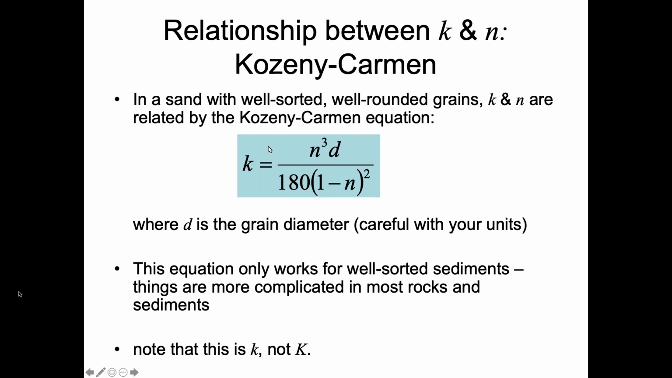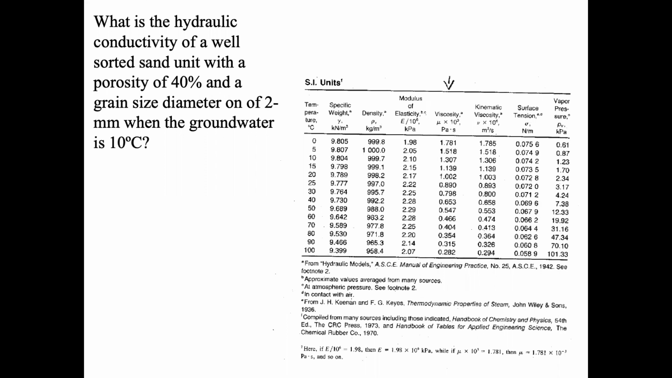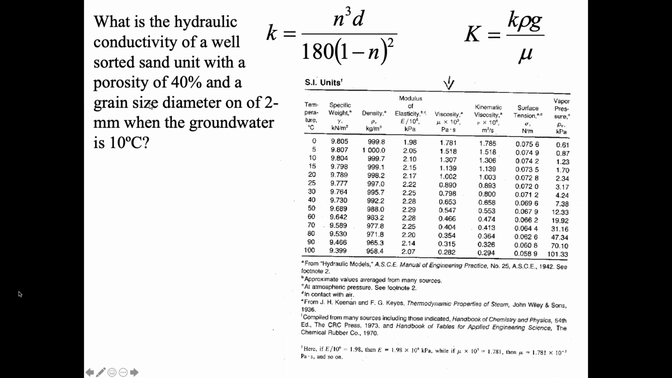Now, note, we said the idea when we began this lecture was to be able to relate it to hydraulic conductivity, not permeability. So we have to take a second step in this situation, right? We have to take our permeability that we're solving for using the Kozeny-Carman equation, and then we have to use the properties that we know of water itself, right? Our density, our gravity, and our viscosity to turn that permeability value into a hydraulic conductivity value.